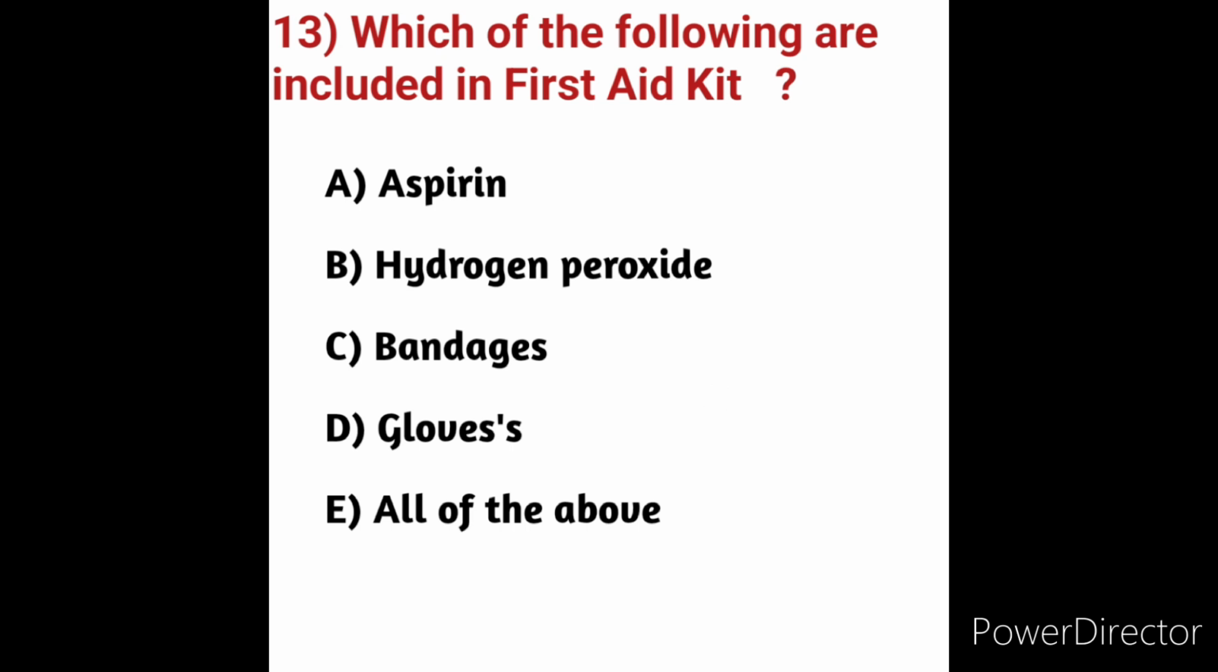Aspirin we can use for heart attack symptoms like chest pain, and hydrogen peroxide we use to clean the wound. For any victim with an injury we have to clean the wound, and bandages we secure with sterile bandages. We wear gloves before contact with any blood, liquids and blood products. So here option E is the correct answer. The first aid kit includes all of the above. Next, move on to question number 14.